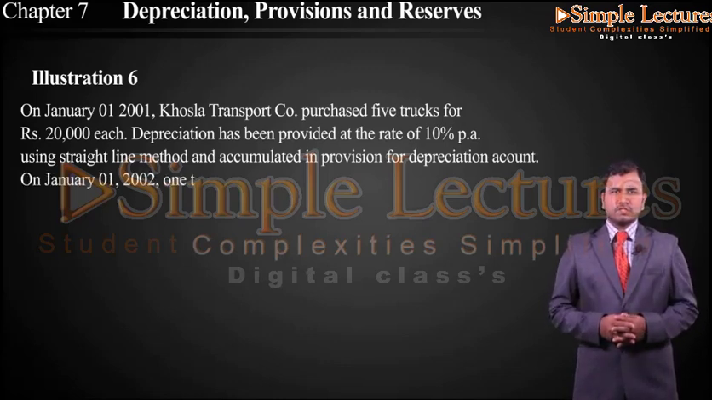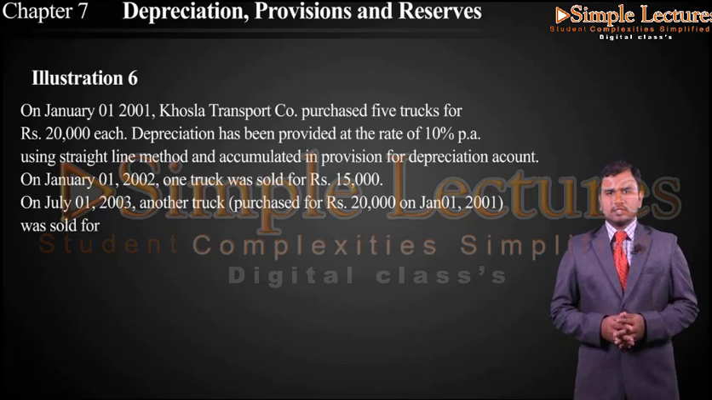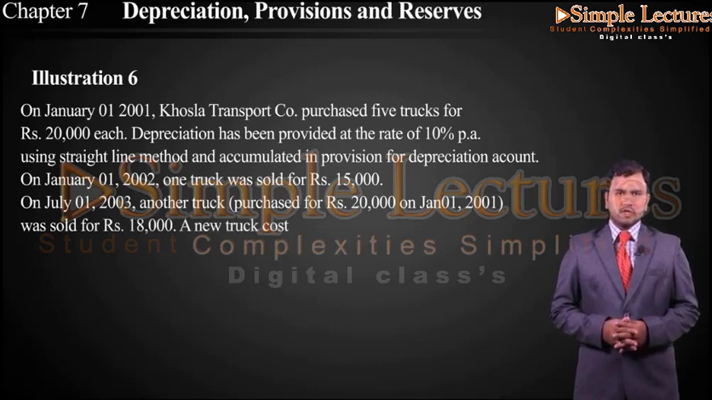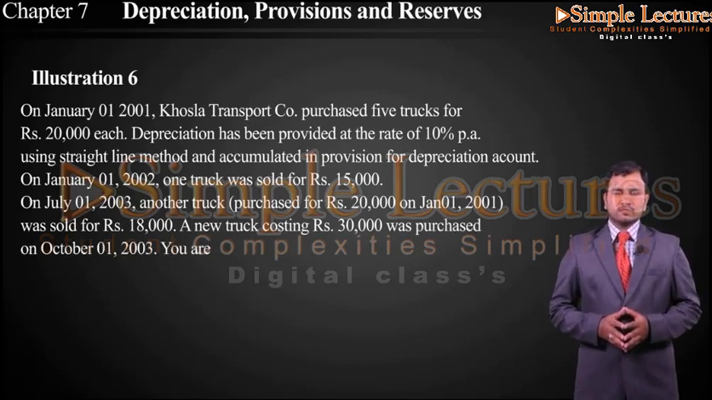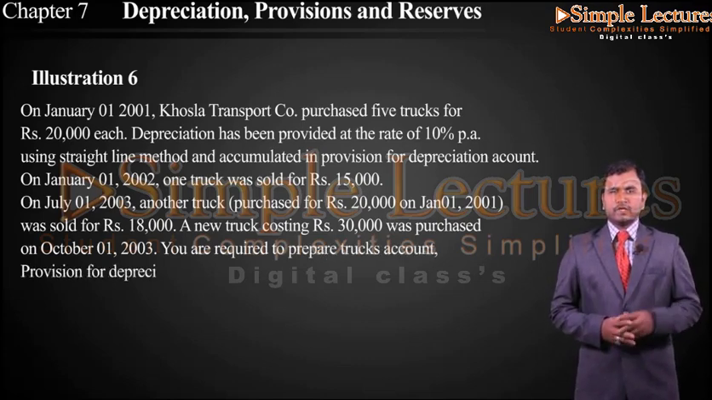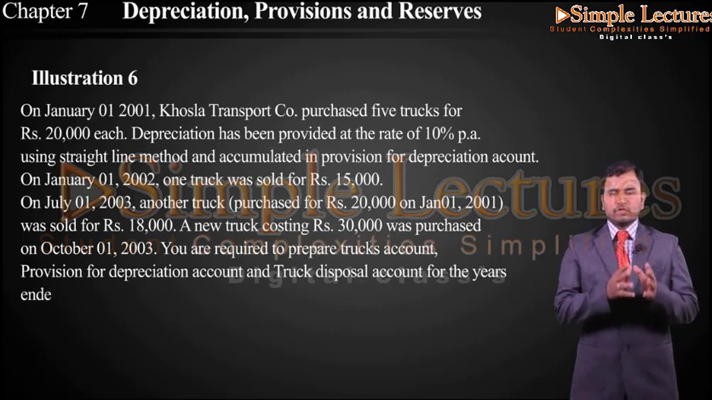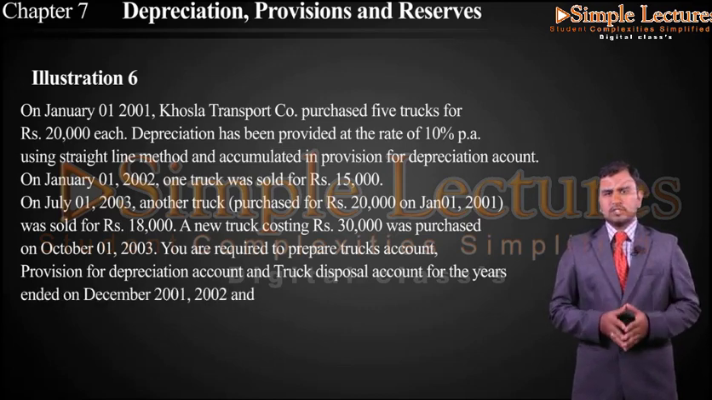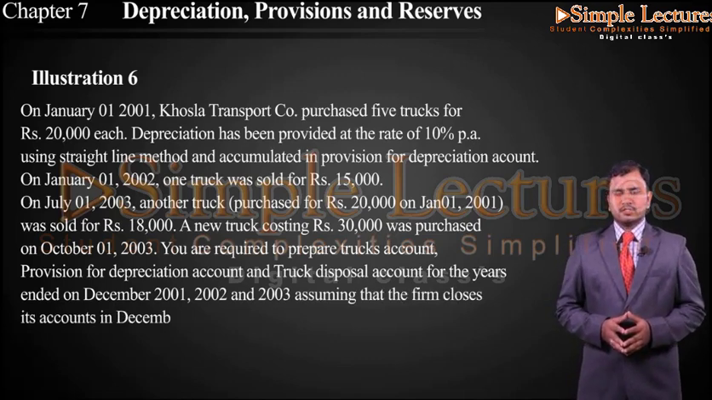On July 1st 2003, another truck was purchased for rupees 20,000. On July 1st 2003, another truck was sold for rupees 18,000, which was purchased for 20,000 on Jan 1st 2001, and a new truck costing rupees 30,000 was purchased on October 1st 2003. So here we are required to prepare a truck account, provision for depreciation account and truck disposal account for the years ended December 2001, 2002 and 2003, assuming that the firm closes its accounts on December every year.